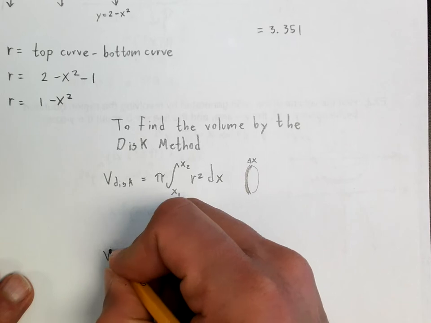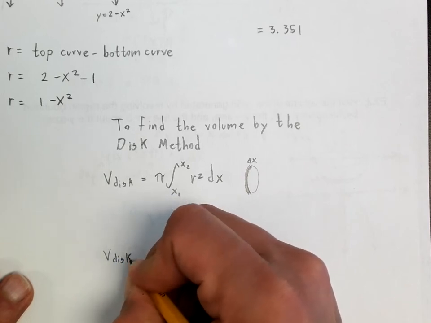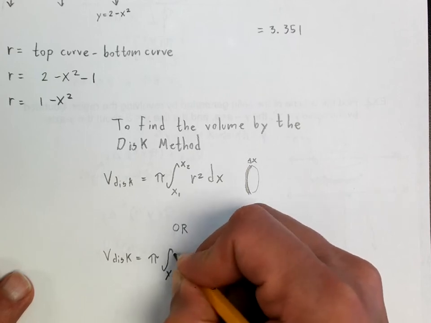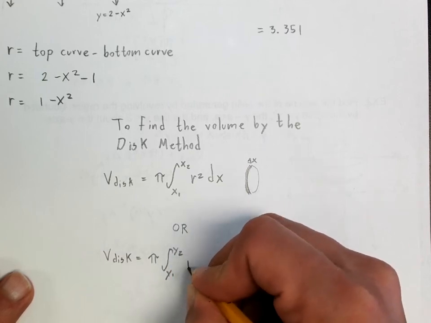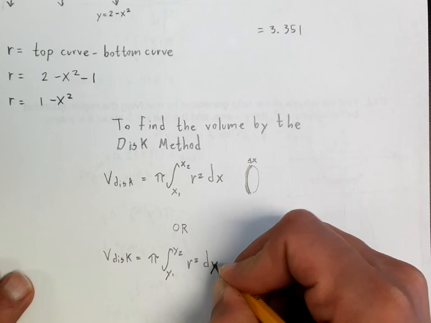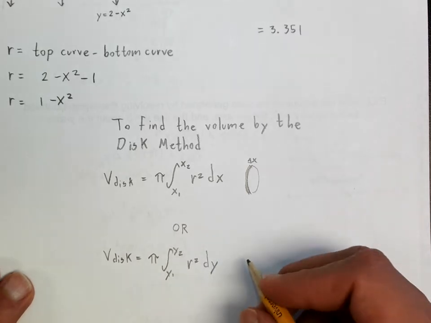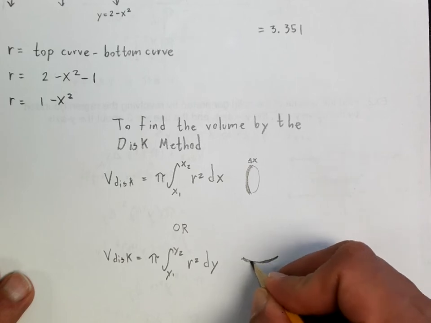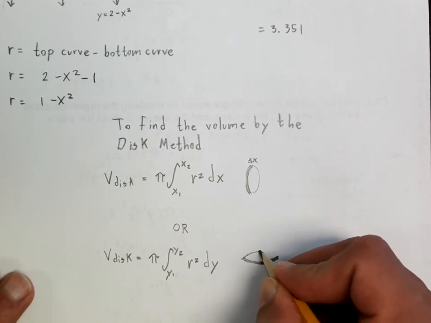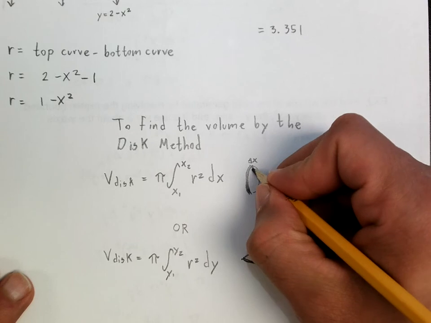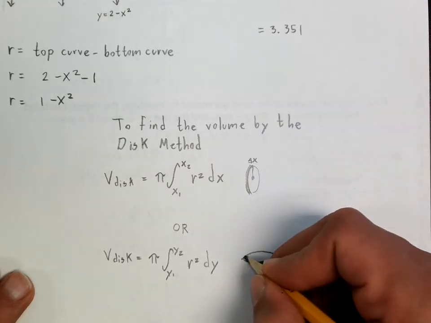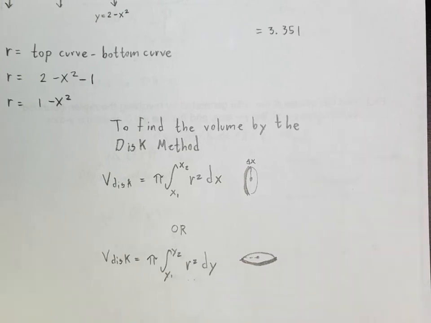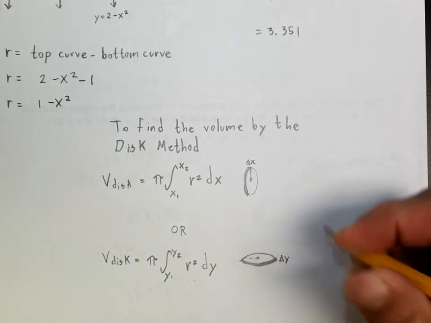The volume of the disk can also be pi, basically the same formula, except instead of x's you have y's. And that would be for cylinders that look like this. So if they look like this, then you would use that formula. Then that would be delta y.